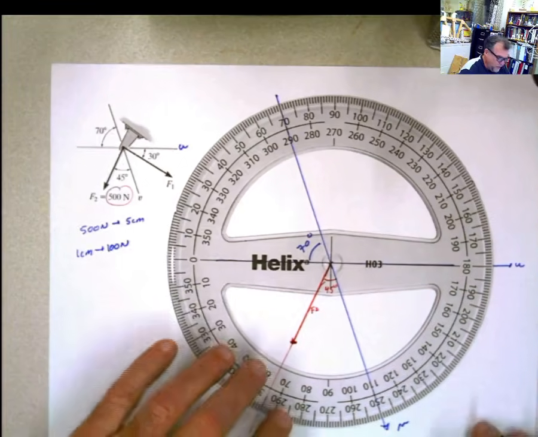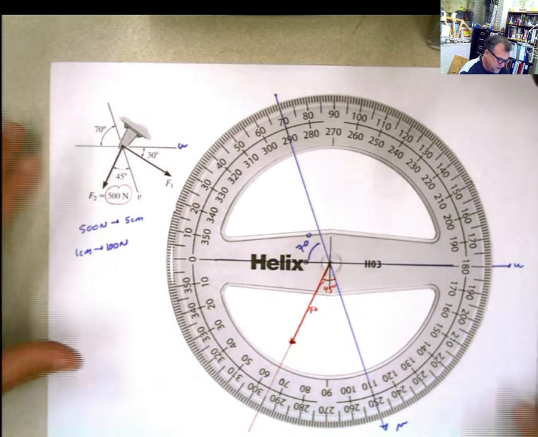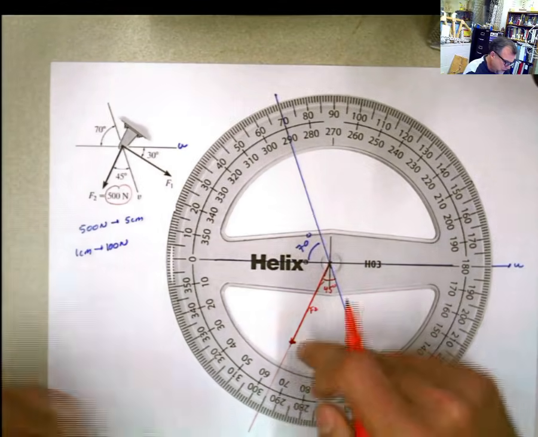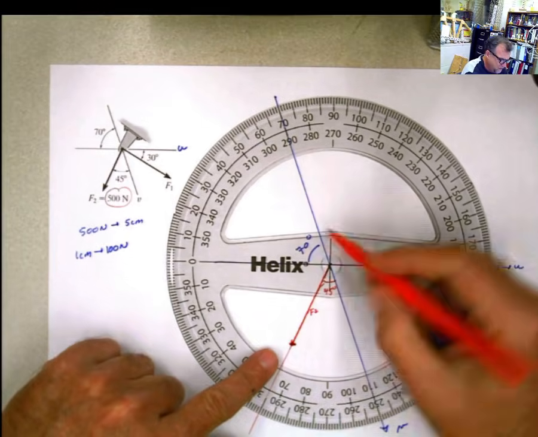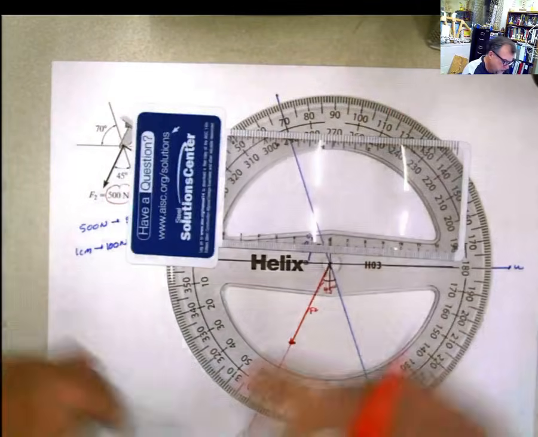Now, the way you decompose this graphically is that you have to find the components of this force parallel to those axes. And in order to be parallel to those axes, guess what?